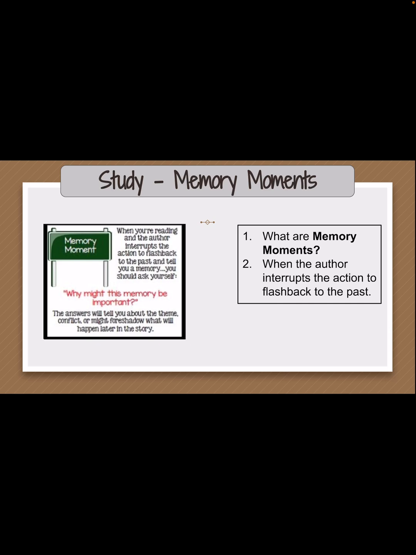This is a reading strategy when you're reading and the author interrupts the action to flash back to the past and tell you a memory. You should ask yourself, why might this memory be important? The answers will tell you about the theme, conflict, or might foreshadow what will happen later in the story. So memory moments are moments when the author interrupts the action to flash back to the past.